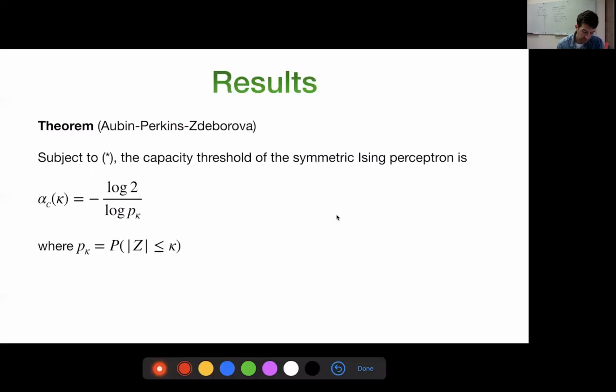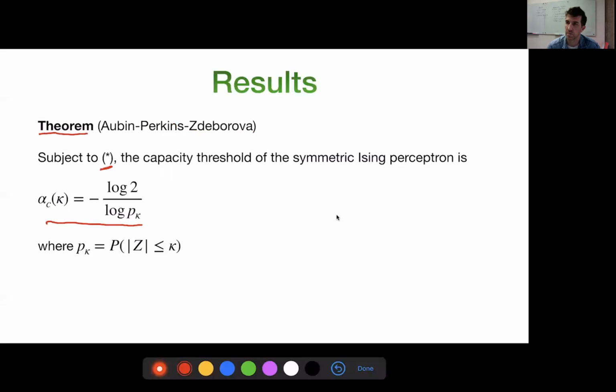The result we proved in this paper with Benjamin and Lenka was that we can find the critical capacity. So, okay, there's some condition. I'll tell you what the condition is. It's some assumption, but subject to this assumption, the critical capacity of the symmetric Ising perceptron is just given by this formula. All it is, is the first moment threshold.